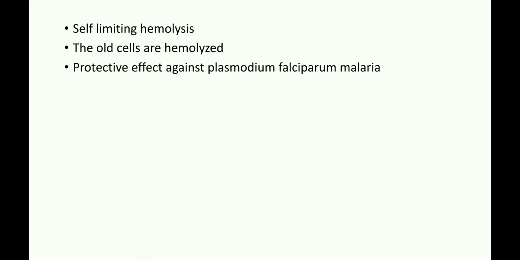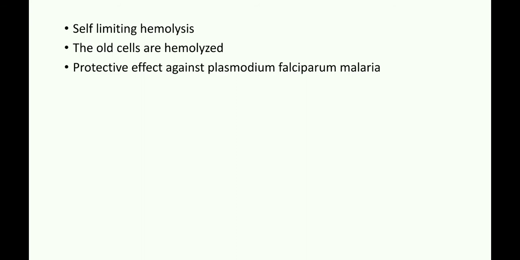But sometimes in some patients they need some supportive therapy. So here you can see that it's a self-limiting hemolysis. That means the old cells are getting affected, so that when new and new RBCs are formed, the problem is almost solved. That is why it's called self-limiting.